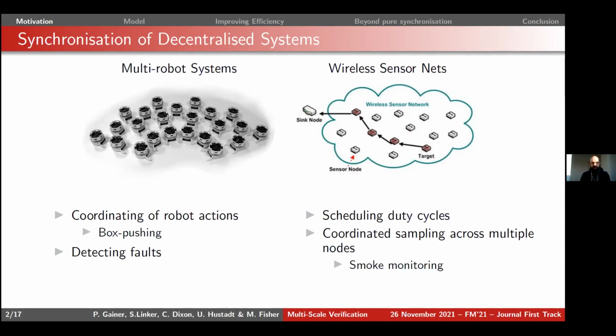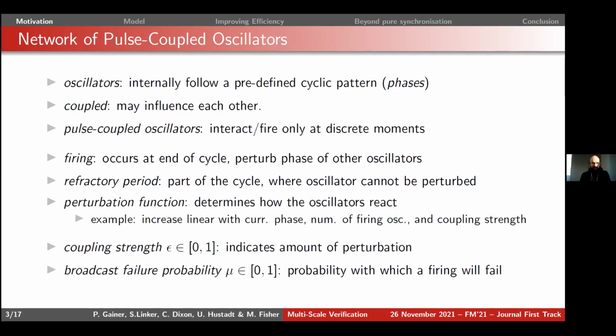And there's a certain model that has been used, and that's inspired from biological systems, and that is a so-called pulse-coupled oscillator. And by oscillators, we mean that these machines or these things internally follow some kind of cyclic pattern. So that means it starts from one value, goes up to a certain point, and then begins at the old value. And then these oscillators may influence each other at discrete points in time. And we call that a firing. Whenever one oscillator fires, it will influence the other oscillators that perceive this firing. And generally, this firing will happen at the end of their cycle.